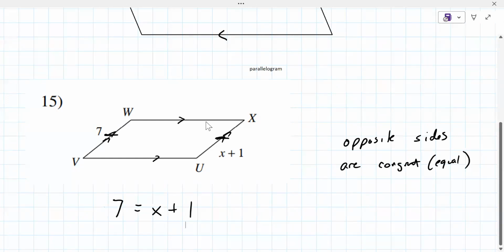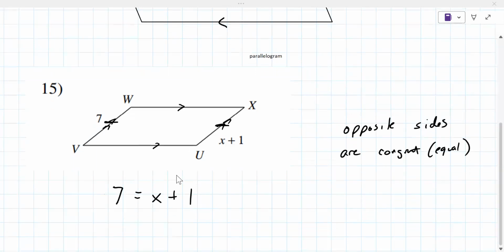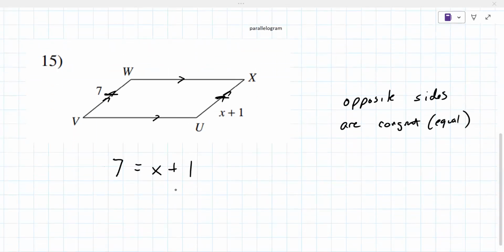So from yesterday or from previous lessons, how would you solve something like this? How would you solve this equation? Would you subtract 1 from 7? Yes. So x equals 6. Okay. So not too bad, right?